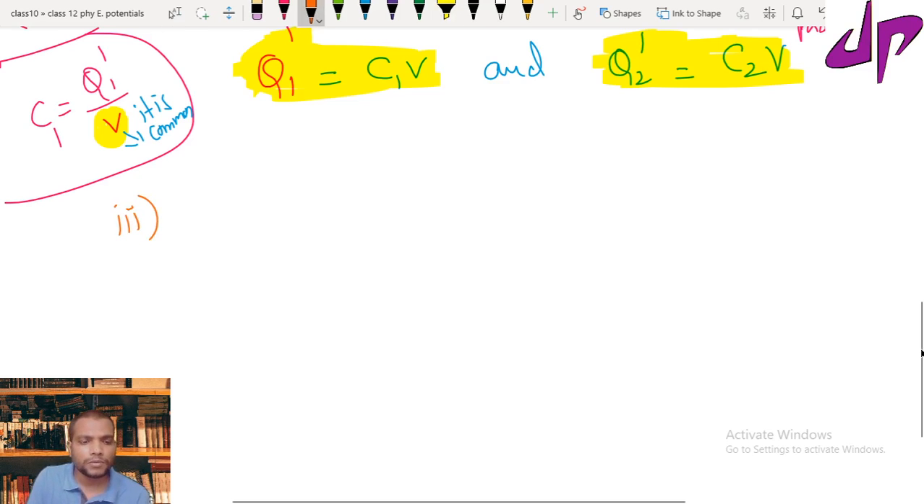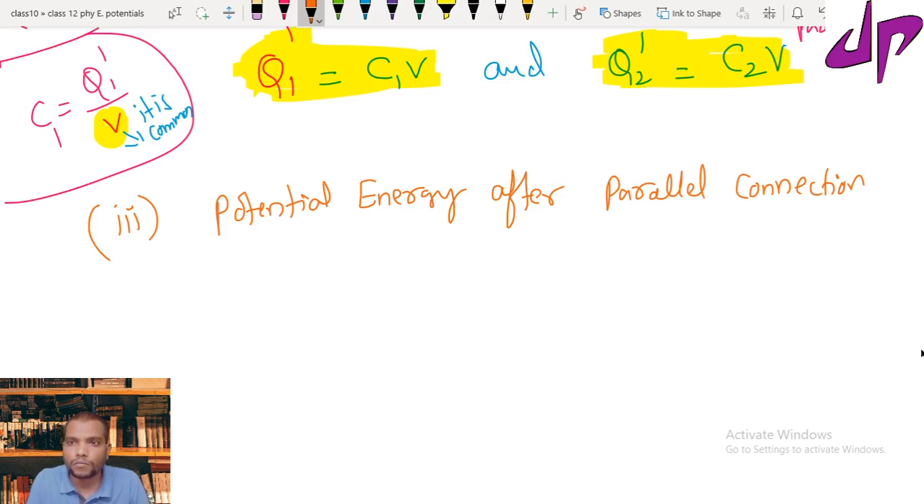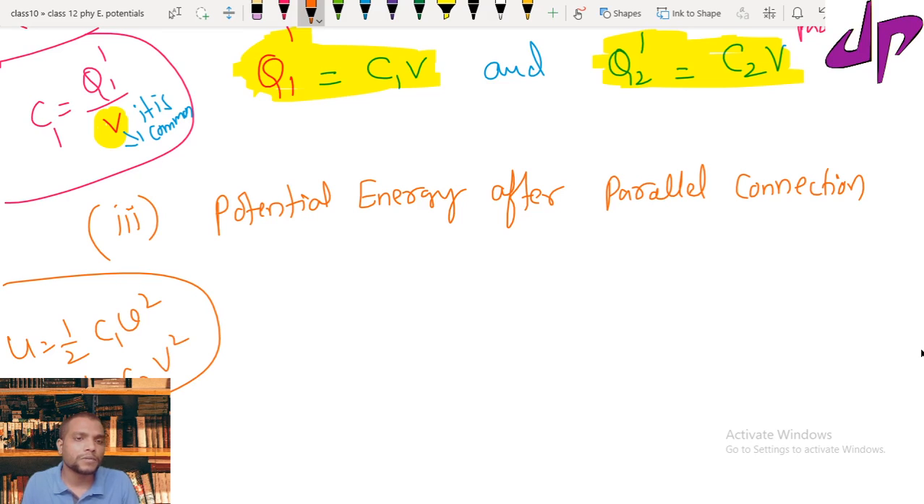Now coming to the third expression. What do we need to find? We need to find the potential energy after parallel connection. So what is the potential energy formula we can write? We will write the potential energy formula as U equal to half CV square. For the first capacitor it is half CV square, for the second capacitor half CV square.